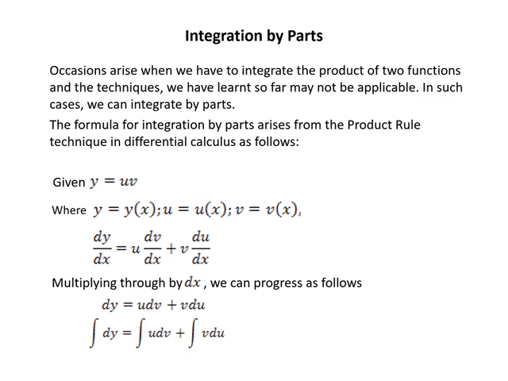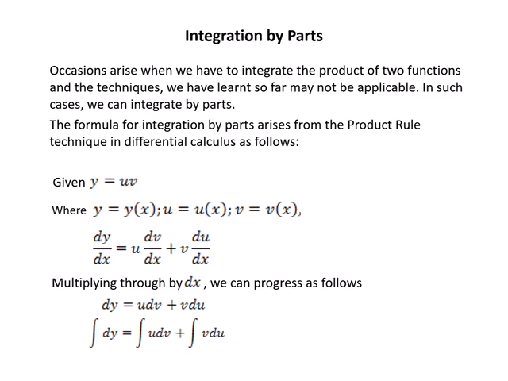Given y equal to uv, if you want to have the product rule of this, you know, y is the same thing as y of s, u is the same thing as u of s, and v is the same thing as v of s. Now let's differentiate it. We have dy ds equal to, from the product rule, u dv over ds plus v du over ds. I believe you all know that, which is the product rule.